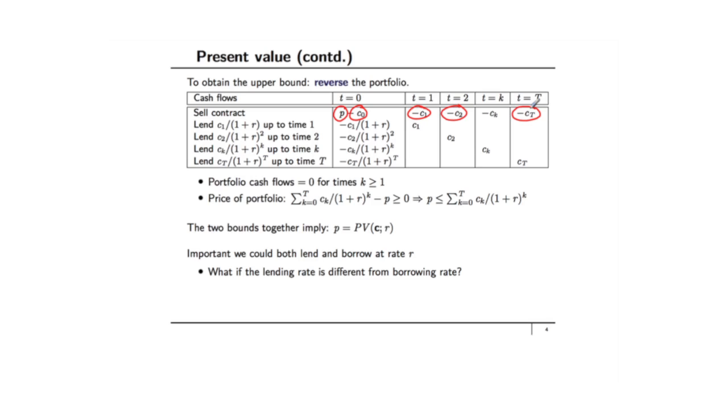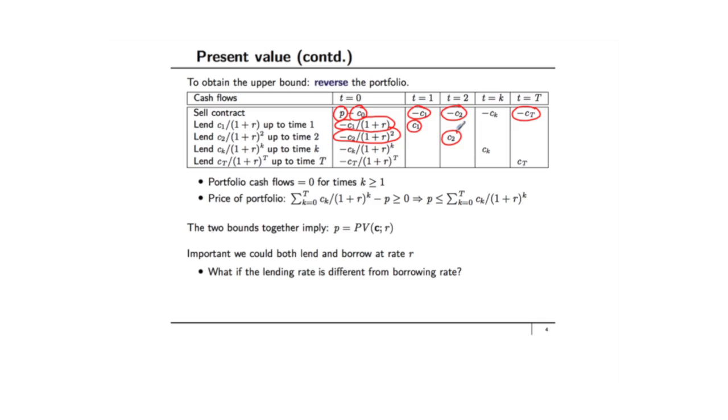I'm going to lend an amount C1 divided by 1 plus R up to time 1. So when I lend an amount, money goes away at time t equal to 0, but I get it back at time t equal to 1. I lend an amount C2 divided by 1 plus R squared up to time 2. Similarly, money goes out at time t equal to 0, but it comes back now at time t equal to 2. And how much comes back? It's C2 divided by 1 plus R squared times 1 plus R squared, which is exactly C2.